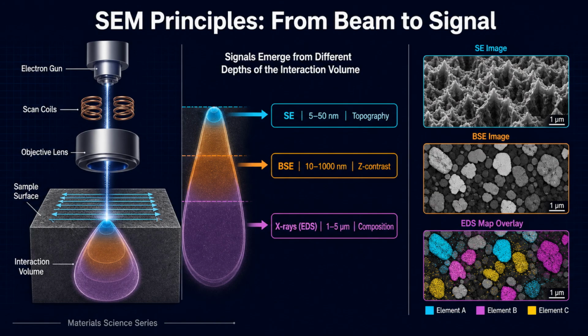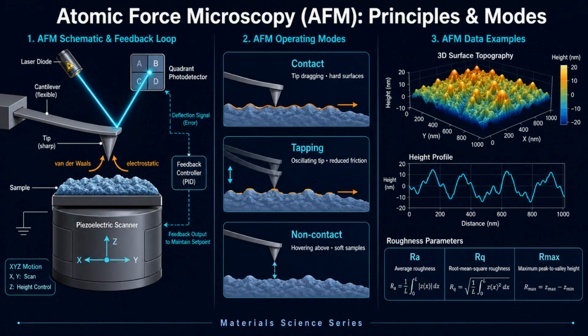Backscattered electrons come from deeper, 10 to 1000 nanometers, and their intensity depends on atomic number. Heavy elements backscatter more electrons and appear brighter, providing compositional contrast. X-ray fluorescence from 1 to 5 micrometers enables energy-dispersive X-ray spectroscopy, or EDS, for elemental analysis. SEM has lower resolution than TEM, about 1 nanometer, but can image larger areas and thick samples. Sample preparation is simpler, though non-conductive samples may need coating to prevent charging. Atomic force microscopy uses a sharp tip on a cantilever to probe the surface.